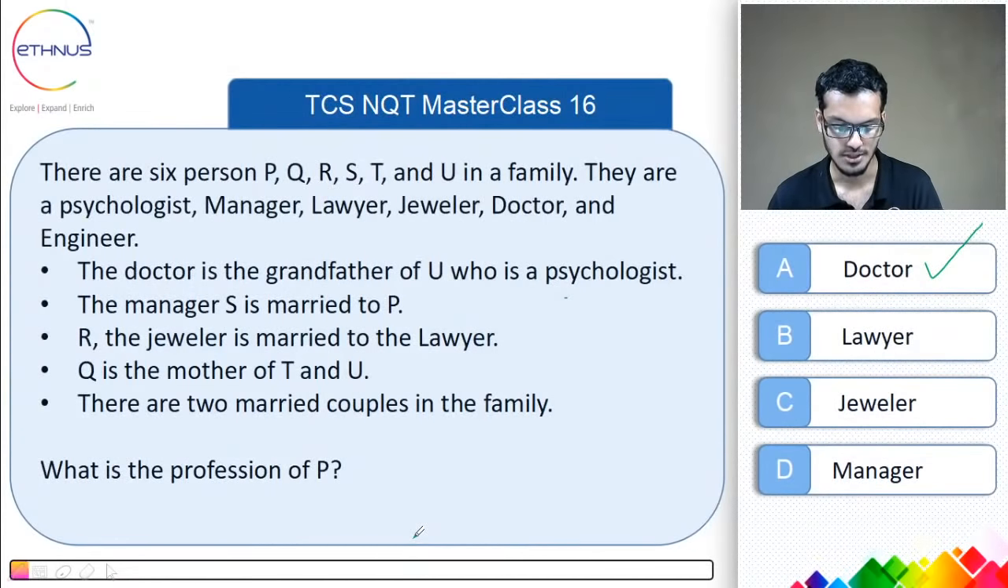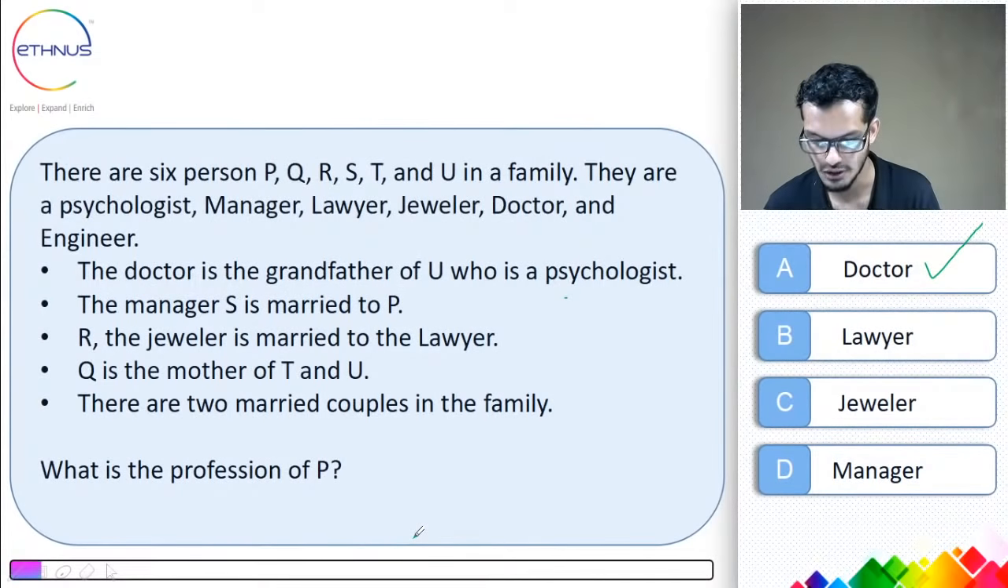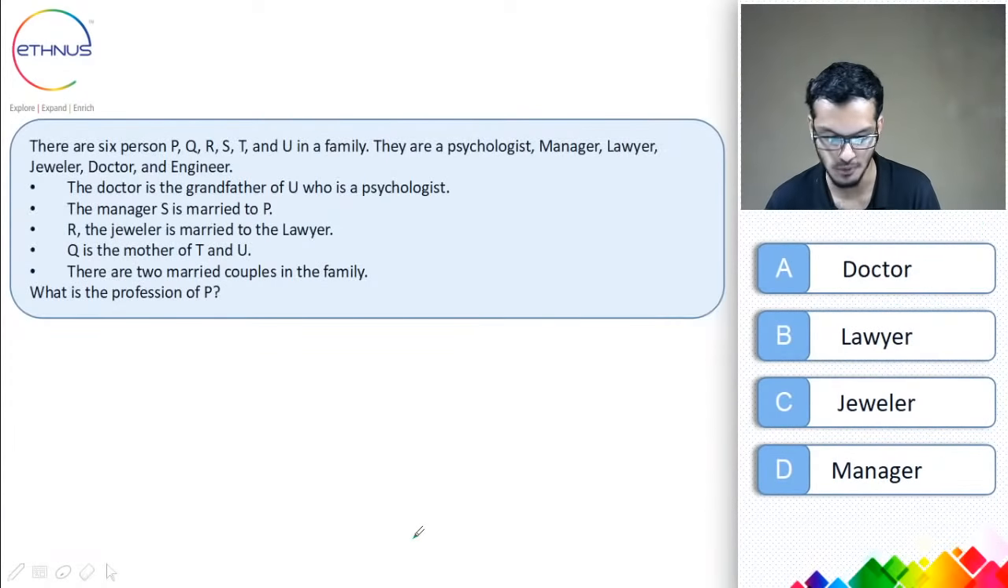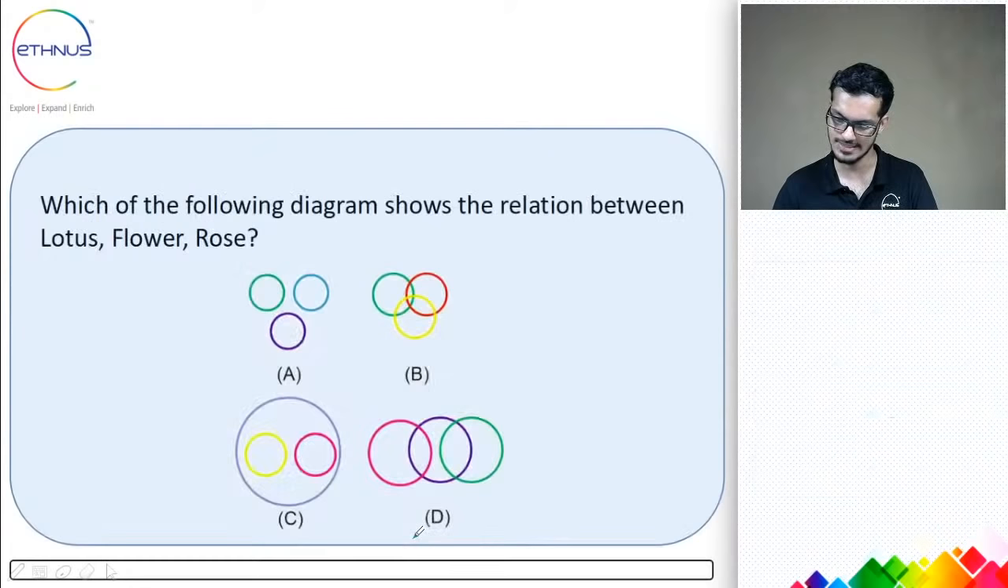Okay, very good. So what is the profession of P? Its answer is doctor. That's awesome. That's a correct answer. Most of them have given the answer. Very good. Okay, so let's move on to the next question. The next question is on the screen.